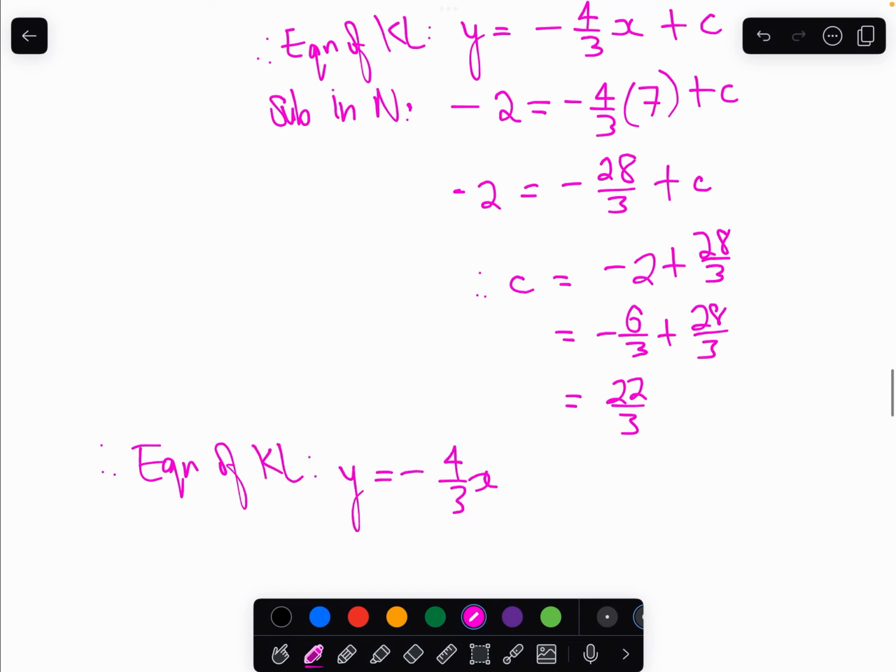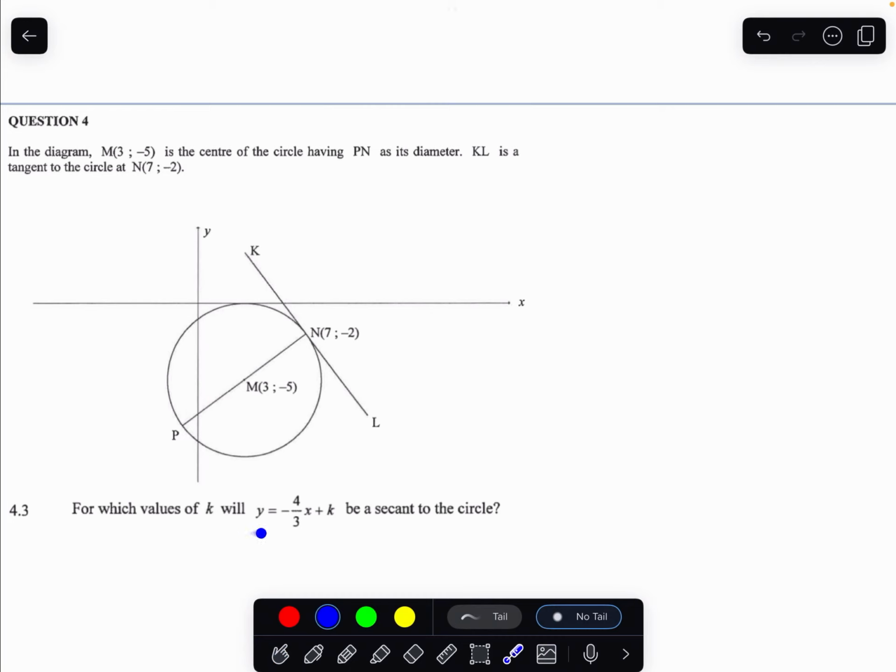Okay, right. For which values of k will y is equal to minus 4 over 3x plus k be a, I don't know how to say this word, secant.